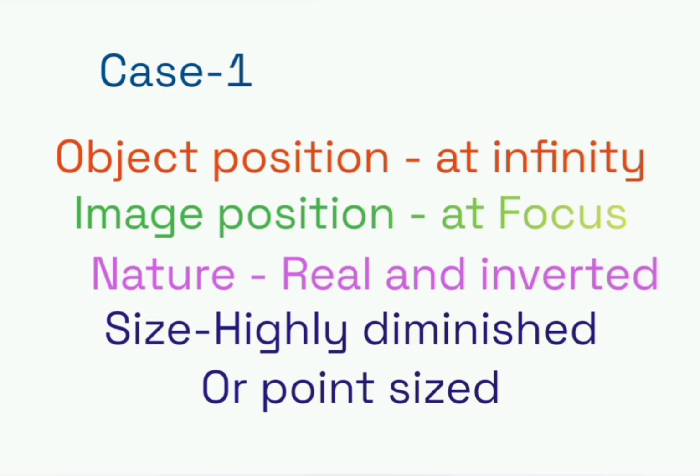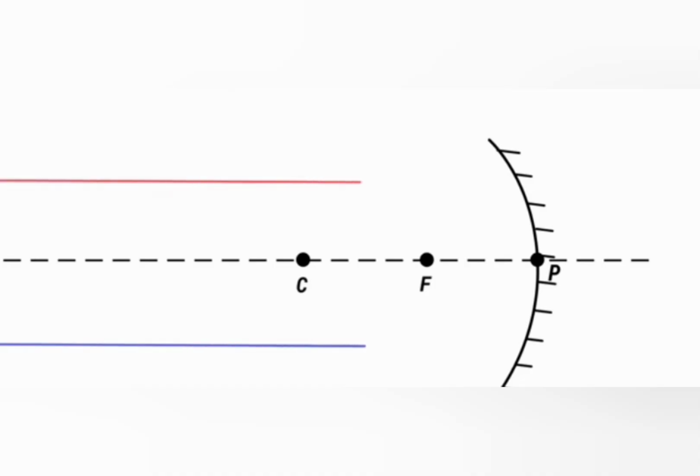Now, consider the first case. In the first case, we keep the object at infinity, then image will form at focus. The nature of the image is real and inverted, and size is point size or highly diminished. In the first case, light rays coming from the object are parallel to each other. So just remember the first rule. According to first rule, any ray parallel to principal axis, after reflection, passes through the focus. So here we take two parallel rays. After reflection from the concave mirror, both the rays pass through the focus. As we observe, the reflected rays meet at the focus.